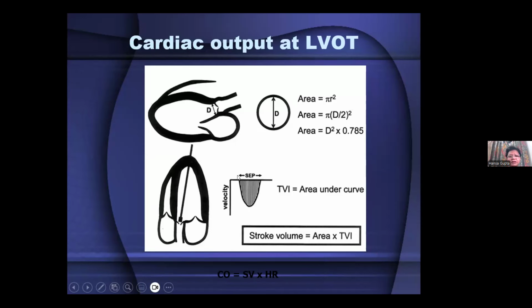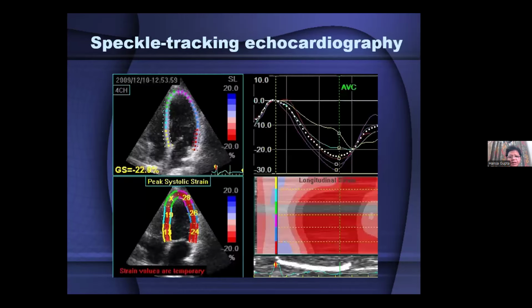So this is the formula, and this is the time velocity integral curve. This is how you keep the PW pulse wave pointer here, and you measure the VTI in the LVOT. And then when you multiply this with the heart rate, you get the cardiac output, which is low in DCMP. So this is just to show you that global longitudinal strain with the help of speckle tracking ECHO is one of the latest facilities that is now available with many of the ECHO machines. With this, you can assess even the minimal changes in the contraction of the LV, and it is very helpful in patients for follow-ups.